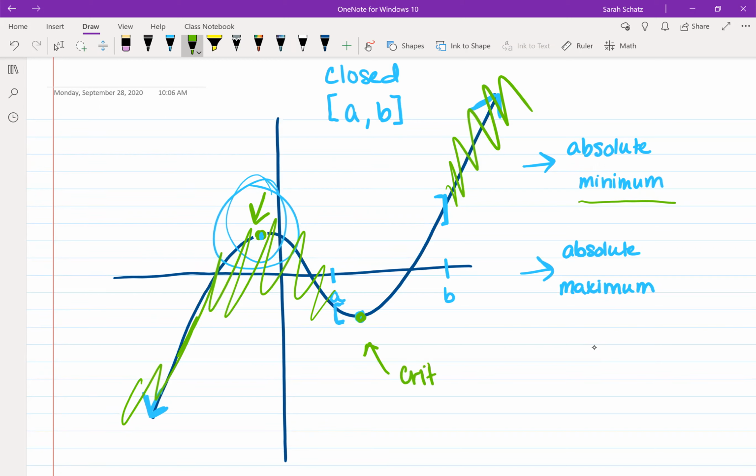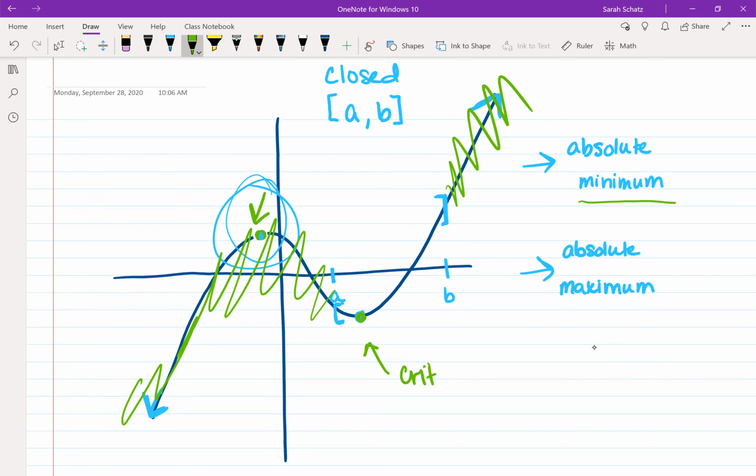So you guys, when you're looking for an absolute min or max and you're on a closed interval, we have to check two places. We have to check the endpoints and we have to check any critical points, but only critical points that are actually in your interval. I don't care about this point anymore because it's not in my interval.